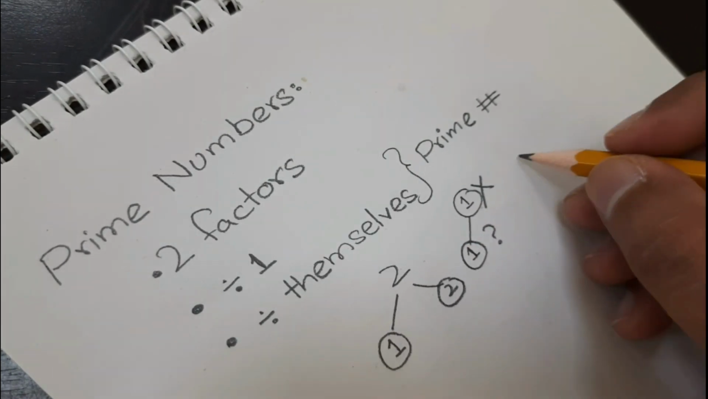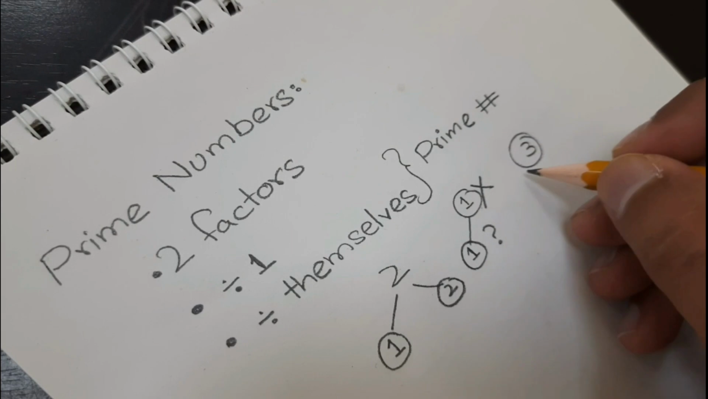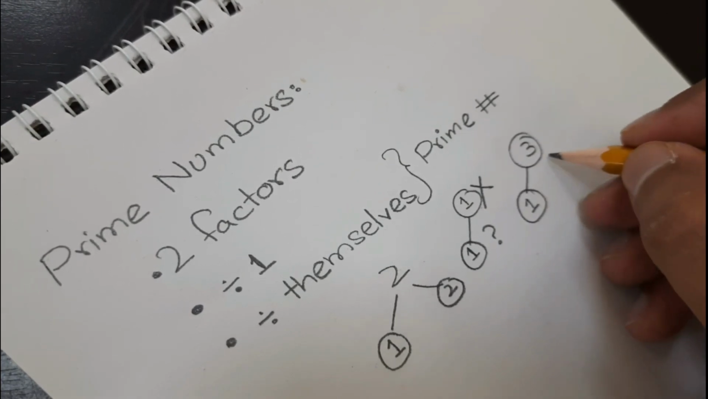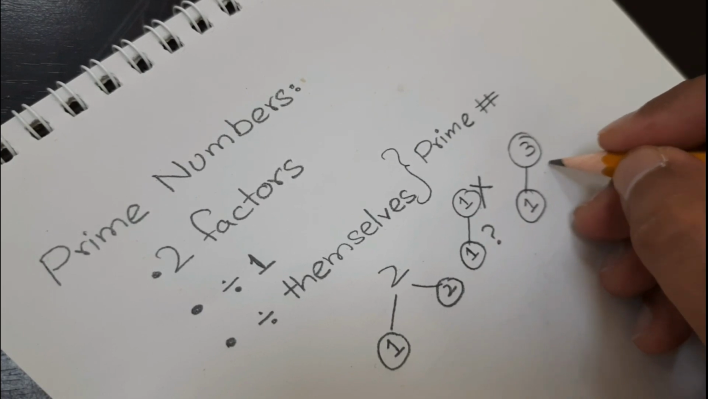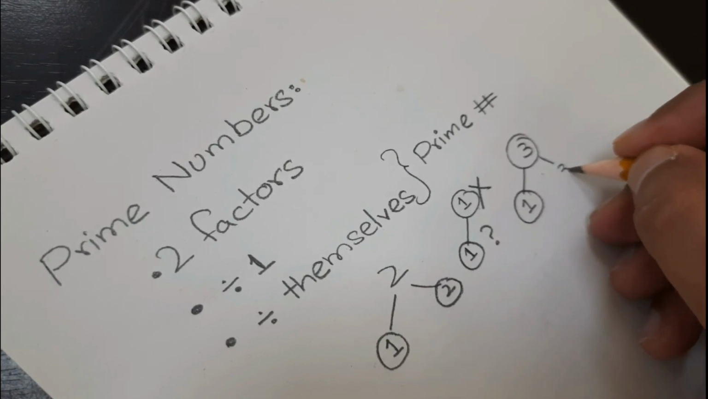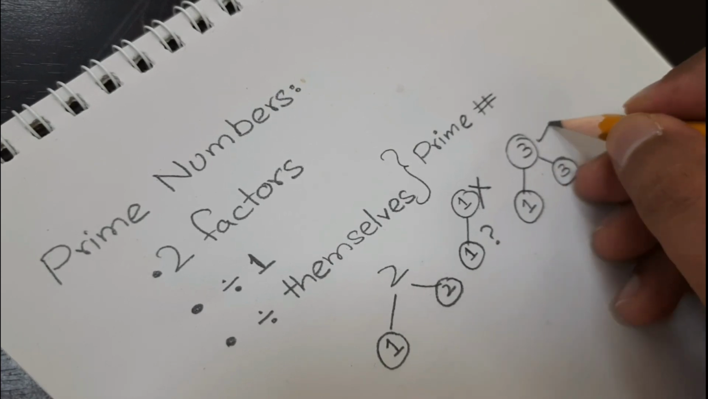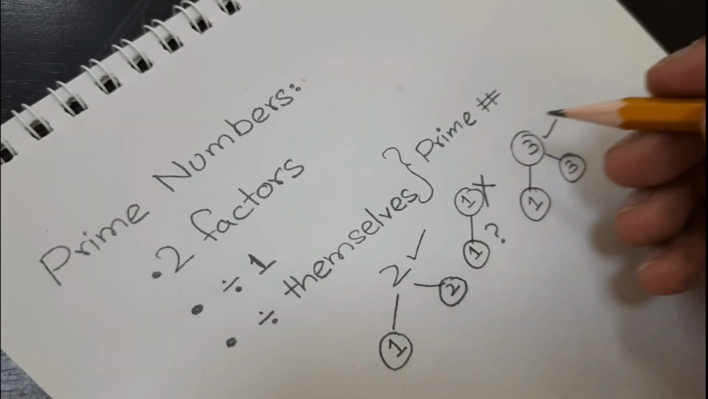So let's have an example of 3. After 2 we have 3. 3 comes in the table of 1, and no other table can generate 3 except 3 itself. So we have two factors, 1 and 3. So 3 is also a prime number.